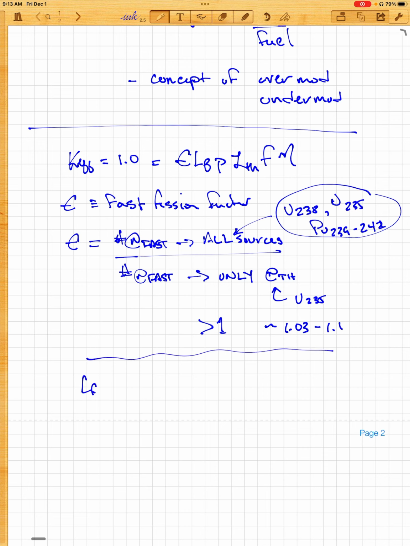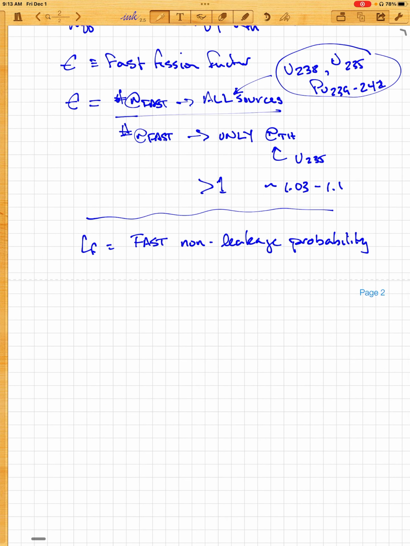Little French people. This is going to be the fast non-leakage probability. All right, the fast non-leakage probability. What are the chances that a fast neutron that comes from fission will not leak out of the core? Well, it's going to be pretty high that it won't leak out of the core. The core is gigantic, right?